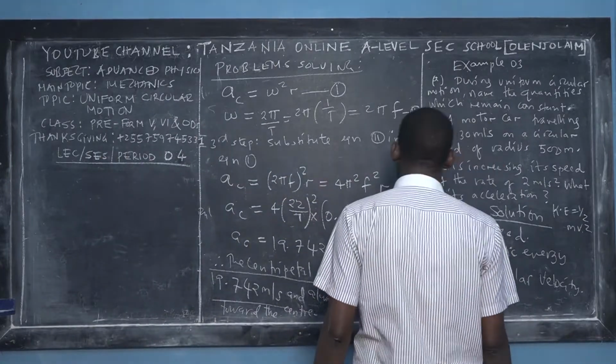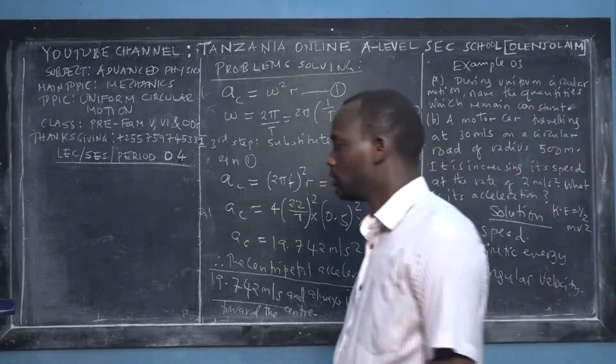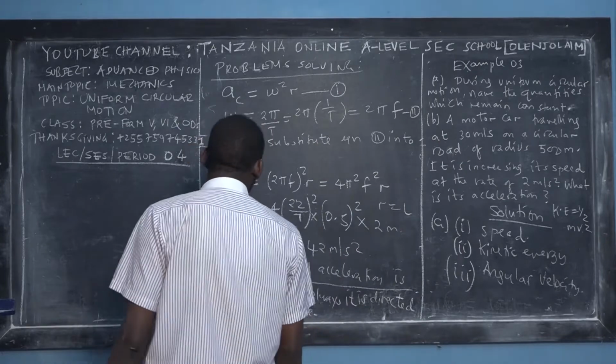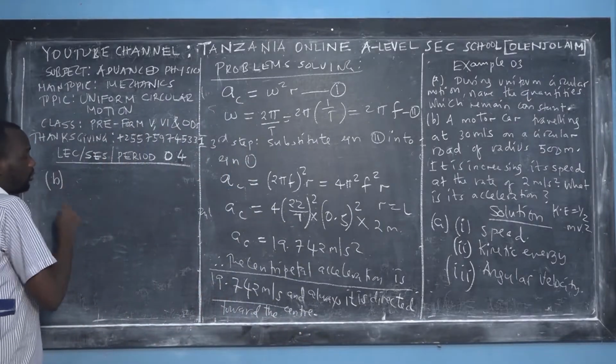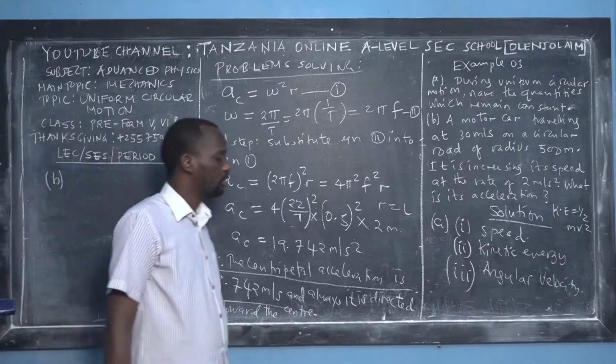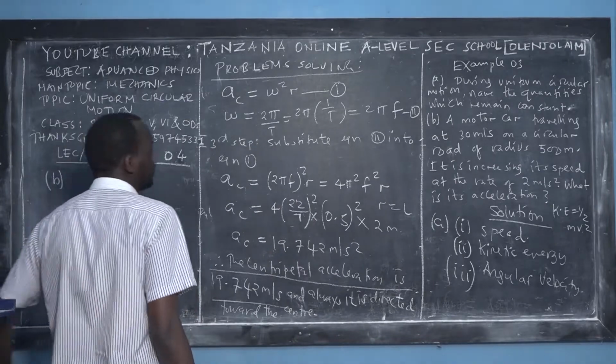So that's about your angular velocity. Okay, so you have again part B. Those are the quantities which remain constant when the body moves in a straight line. Again, we have part B.